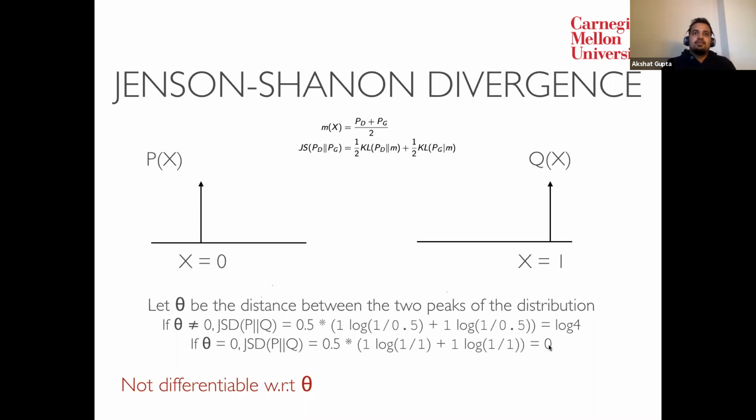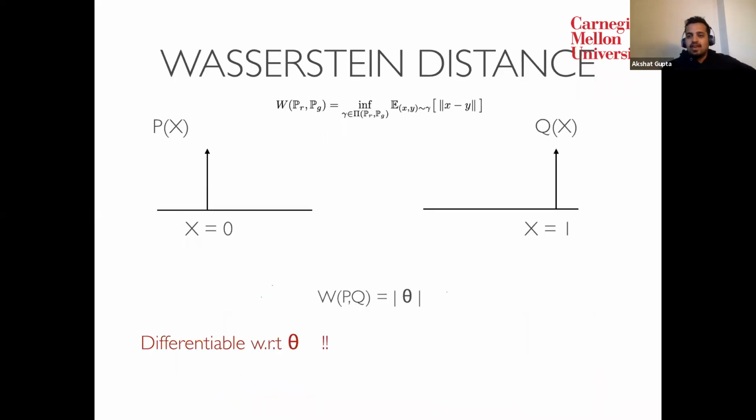Only if the distributions overlap, the value would be 0. So the minimization point is correct for both KLD and JSD, but when they do not overlap, we have very little information to work with.